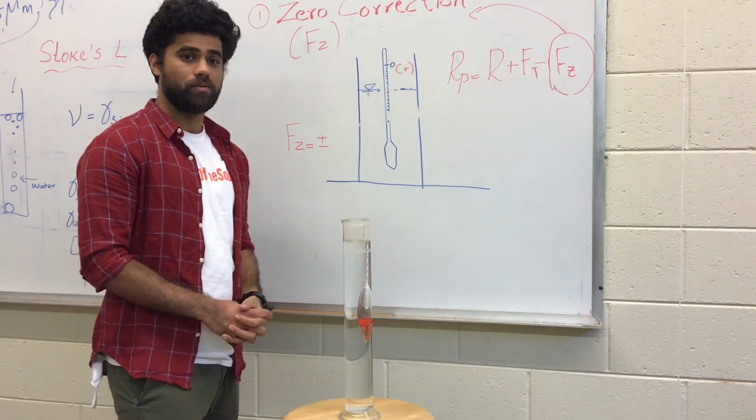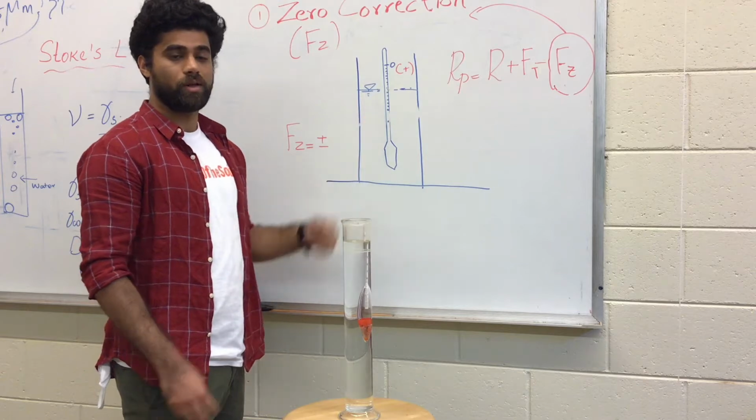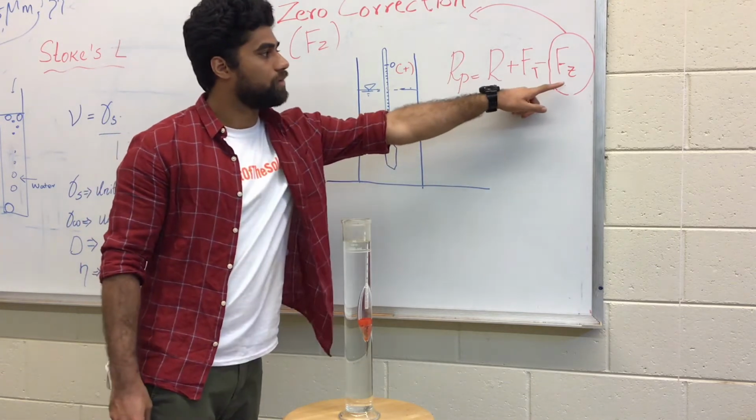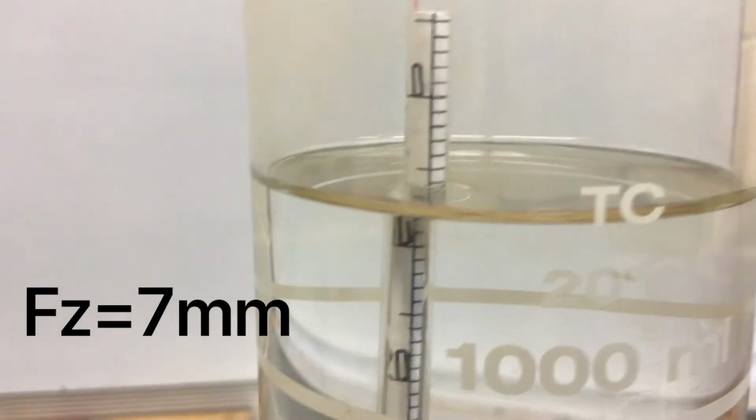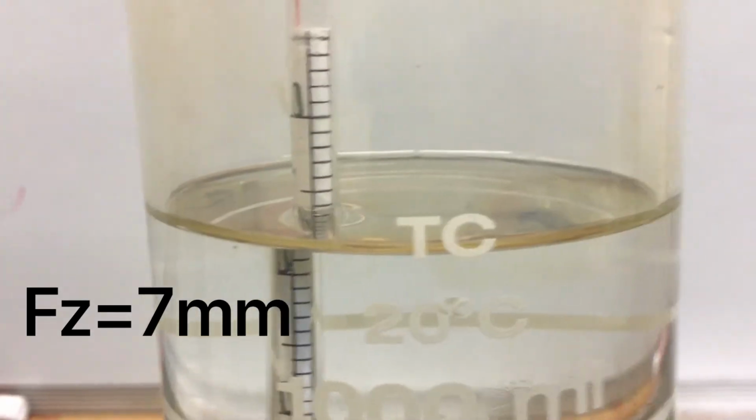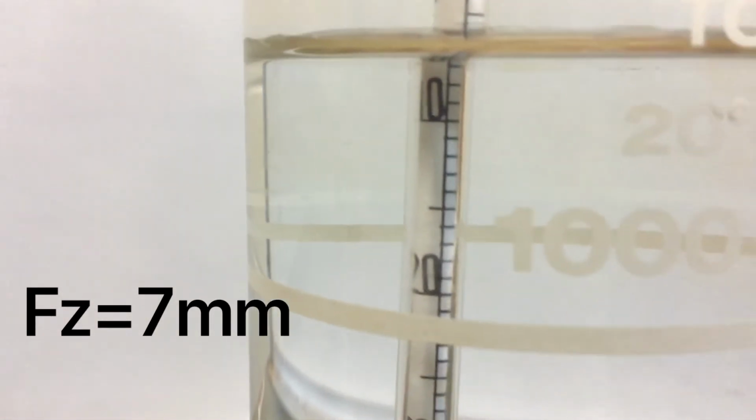For example, if you had this zero reading below the water level for like 7 mm, you can put negative 7 right here, so it will be added. As you can see, the upper meniscus corresponds to 6.5 mm and the lower meniscus is around 7 mm.